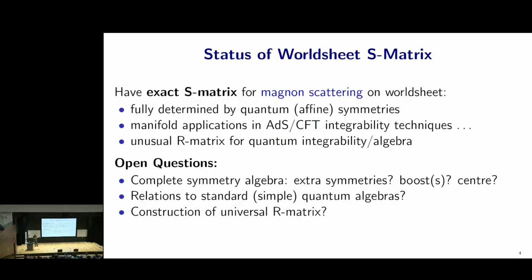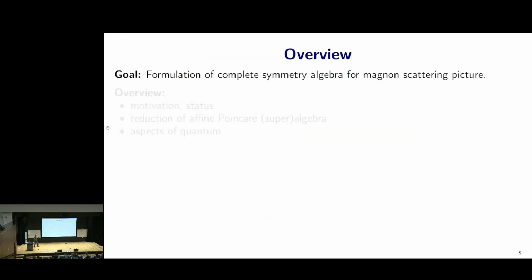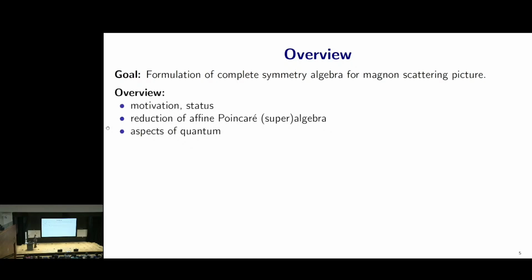Also, what could be the relation to standard quantum algebras? I mean simple quantum algebras, for which quite a lot is known. And finally, can we construct a universal R matrix for that resulting algebra? If you want to obtain a universal R matrix, it's probably useful to know the full complete symmetry algebra. So for the purposes of this talk, my goal will be the formulation of a complete symmetry algebra for this Magnon scattering picture. And I'll just start with a bit of motivation.